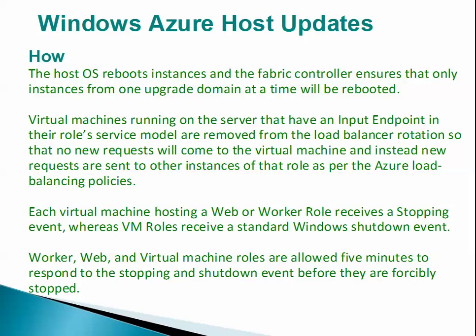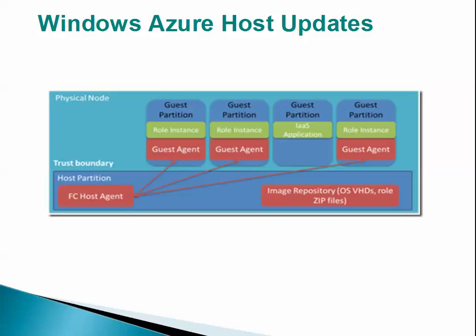So what happens when the host operating system updates? Virtual machines running on the servers that have an endpoint in their role service model are removed from the load balancer rotation, so that no new requests come to those virtual machines. Here we have the host agent and many guest agents, and after that we have the load balancers, right? Suppose one web role has 5 instances; in the middle we have the load balancer, and here also we have load balancers present in the host operating system and the guest operating system.